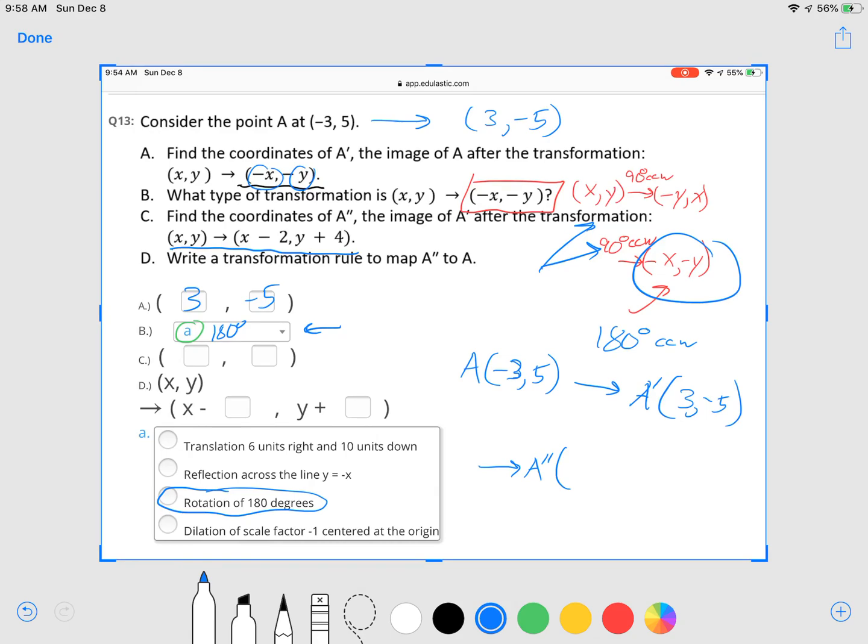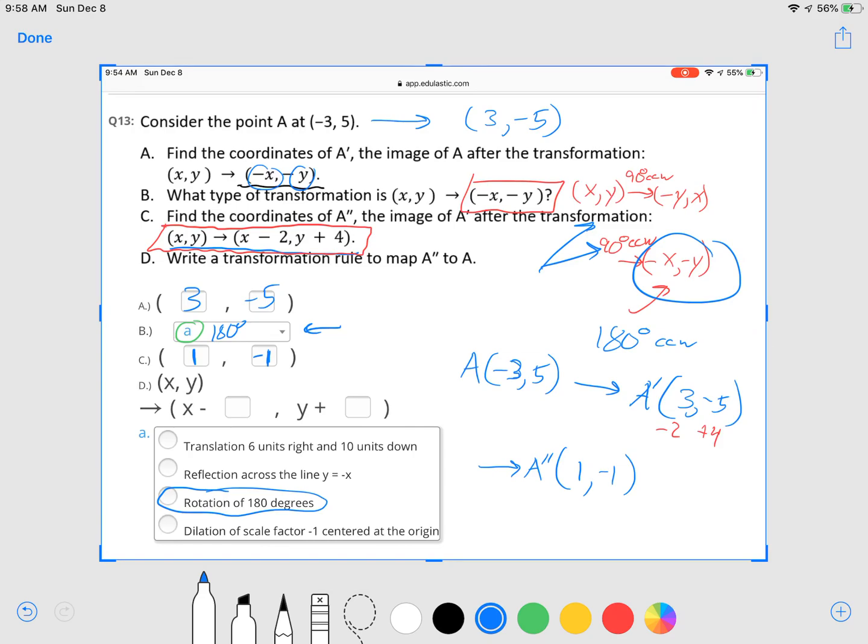The transformation in part C says, up here, I'm highlighting it in red, I'm boxing it in red. It says to subtract 2 from the x coordinate and add 4 to the y. Okay, so we subtract 2 from the x and add 4 to the y. So 3 minus 2 is going to end up being 1, and -5 plus 4 is going to end up being -1. So this is (1, -1).